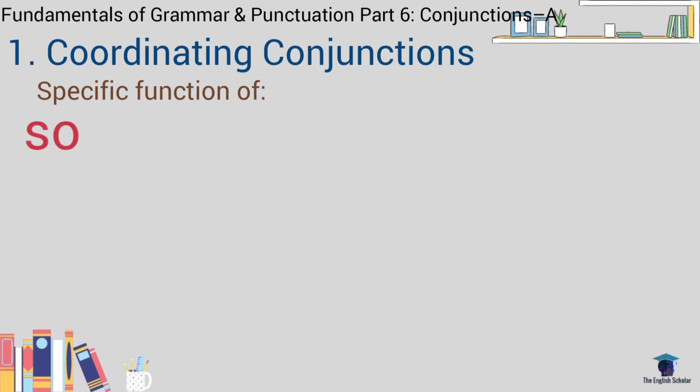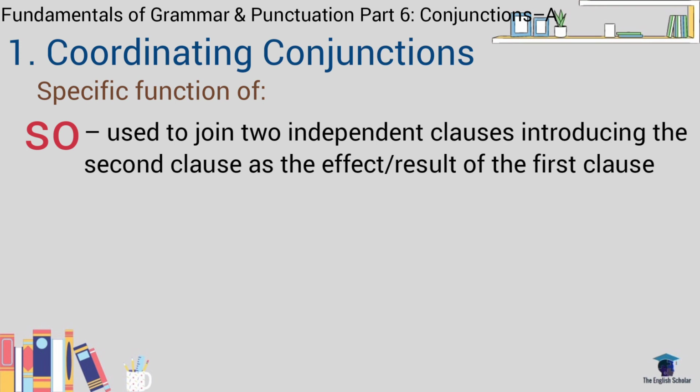And last one, so. So is generally only used to join two independent clauses, where the second clause is a result of the first. If the coordinating conjunction for is used to present a reason why something happens, so is the opposite. It presents an effect of something. Since we are talking about an independent clause, we mean that so is used to present the second independent clause as the effect of the first clause.